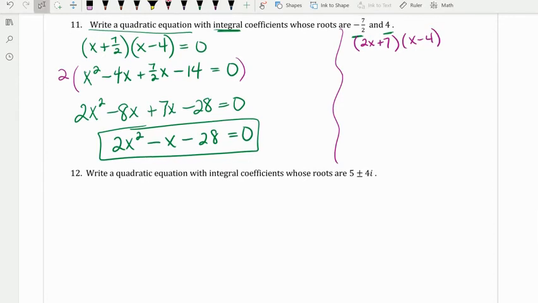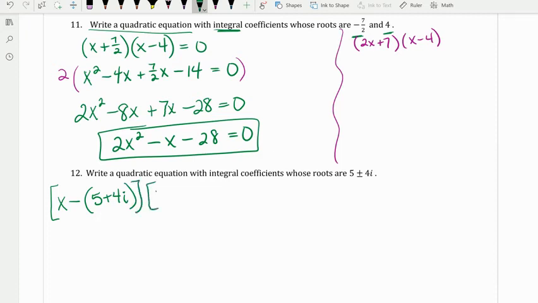Do the same thing with our imaginary roots. Remember, if you've got plus or minus, that means one of them is plus and one is minus. So again, we're going to set up our two roots. I'm going to do x minus, and then we've got 5 plus 4i.